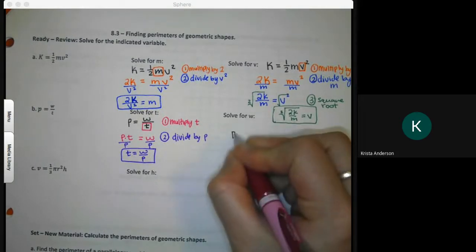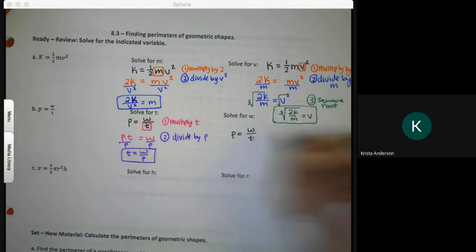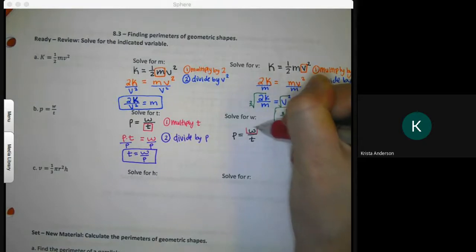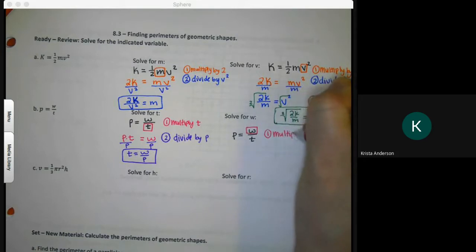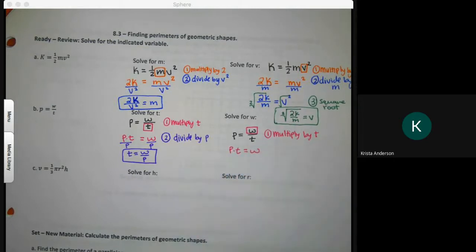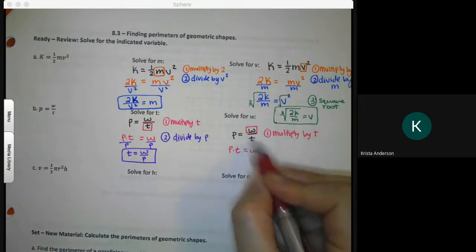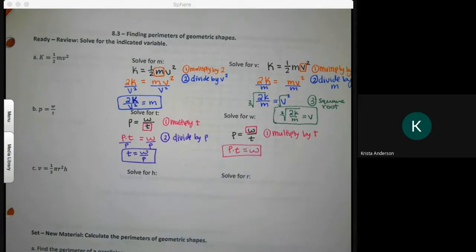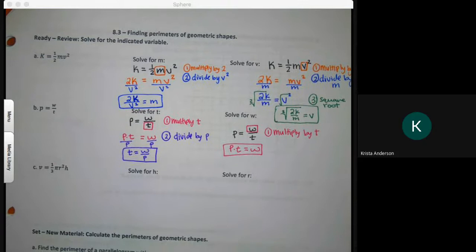Now it's asking me to solve for the W. I don't want this fraction, so I'm going to first multiply by T. Do I need to solve anymore? Nope, that is done. The W is alone. Your goal is just to manipulate the equation until your variable is alone. Easy? Perfect.